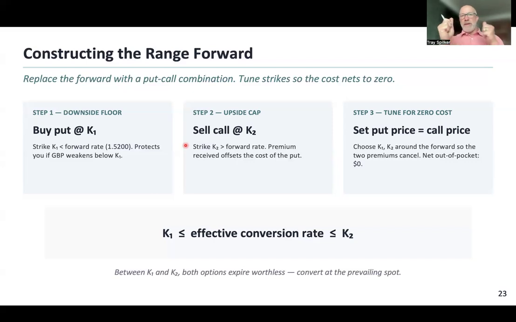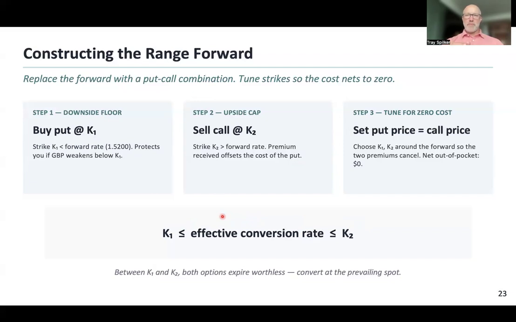Okay. And then effectively we'll pick the strike prices such that the put price is equal to the call price, right? And we'll choose those two different strike prices, K1 and K2, such that the premium cost cancels. So our net out-of-pocket cost is equal to $0. That's the really clever part, that we're choosing K1 and K2 to bracket the effective conversion rate. So we're going to have a conversion rate that sits between these two values.